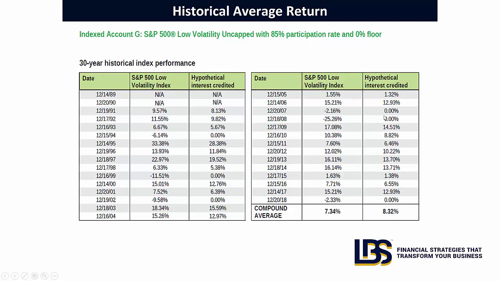So the big thing is the compound average over time in the S&P 500, or these 100 stocks of the S&P 500, was 7.34%. Now, when you erase the down years and only get 85% of the upside, you go from 7.34% to 8.32% on your compounded rate of return. Now, I'm not saying this is the right strategy for everybody. This is just an illustrative example of how we help our clients to make decisions.